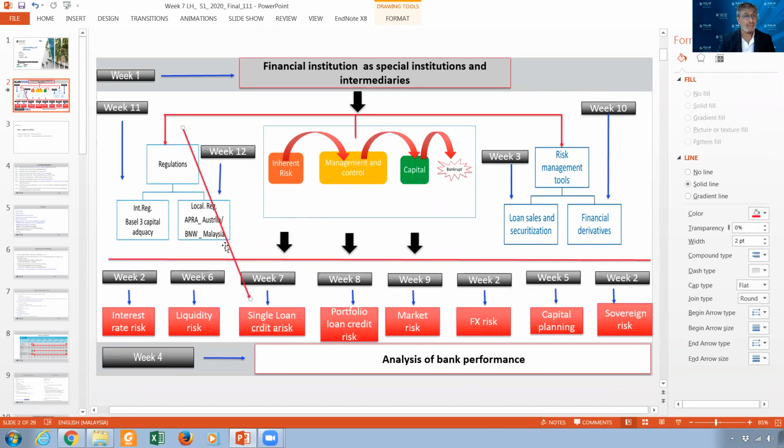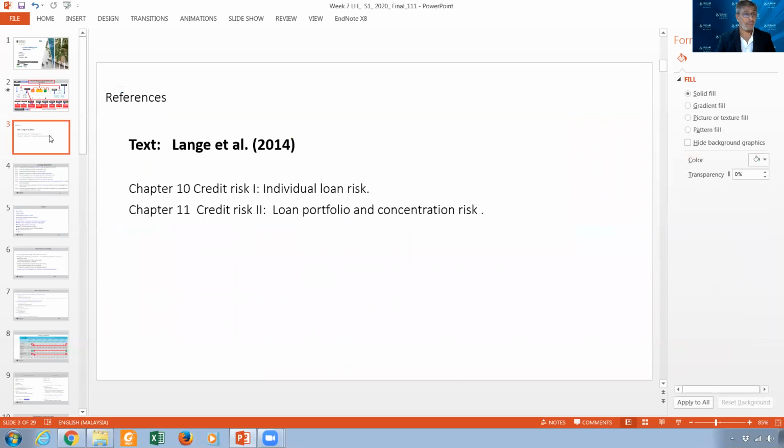Now, credit risk is in week 7 and week 8. In week 7 we talk about single loan, and in week 8 we talk about the portfolio. There is some overlapping, but this is how you can see it. Anyways, we are talking about credit risk, and credit risk is the core of lending and the core of this business of financial intermediation and commercial banking.